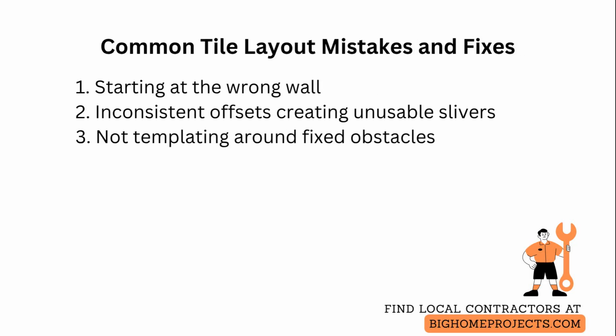One common mistake is starting at the wrong wall, which forces many small edge cuts near the primary view. To fix that, start from the focal sightline and work toward less visible walls. Another issue is inconsistent offsets that produce tiny, unusable slivers. The remedy is to choose a simple repeat offset, like 1/3 or 1/2, and maintain it across the field so cut pieces are predictable and reusable.